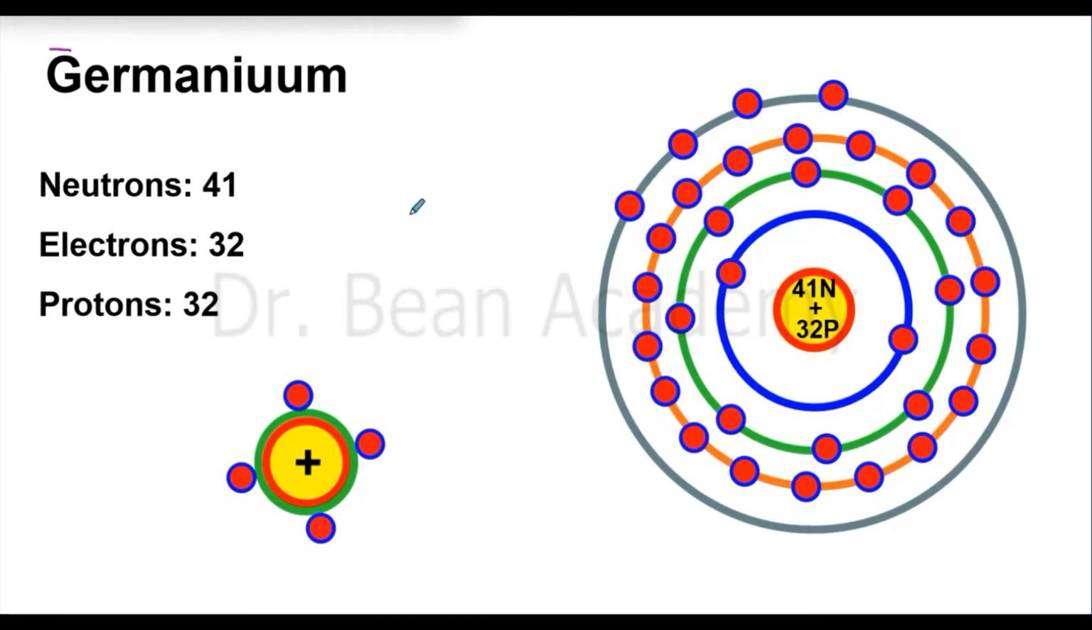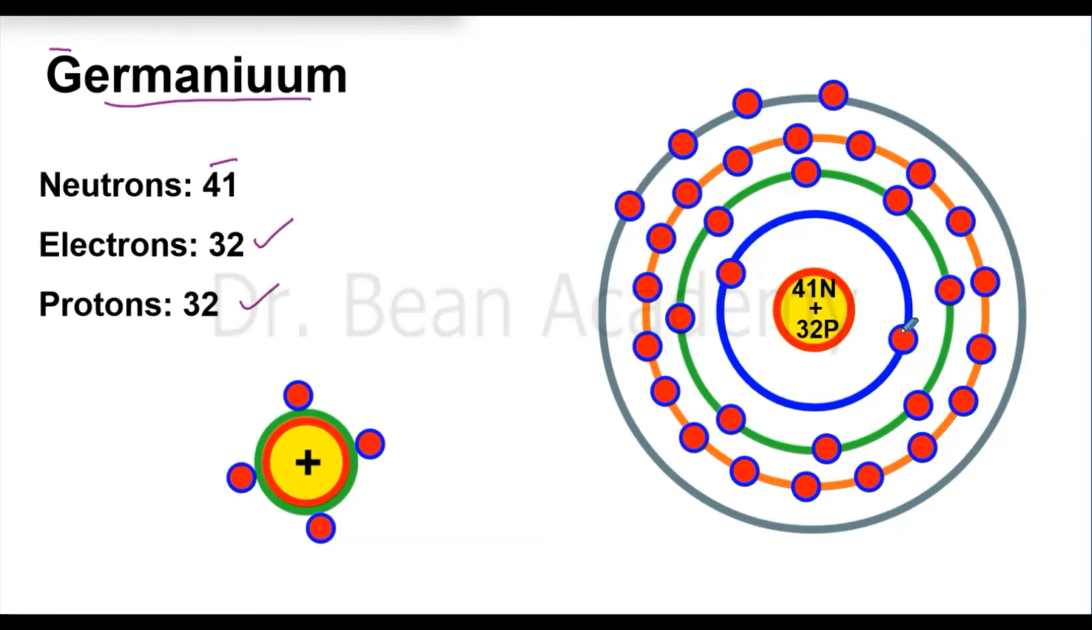Similarly, another popular semiconductor is germanium. It has 41 neutrons, 32 electrons, and of course 32 protons. So I will go very quick. I don't need to make the structure myself. I have already done it for you. There are 41 neutrons and 32 protons in the nucleus.